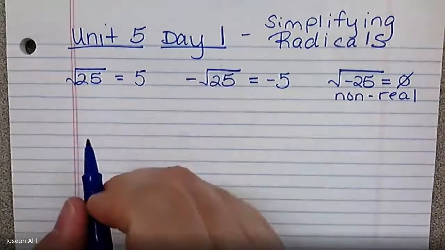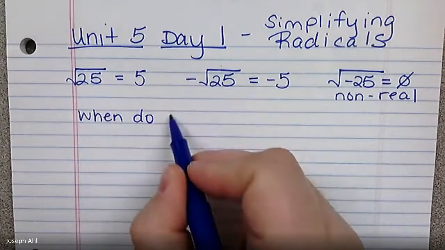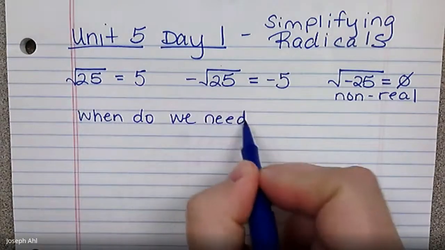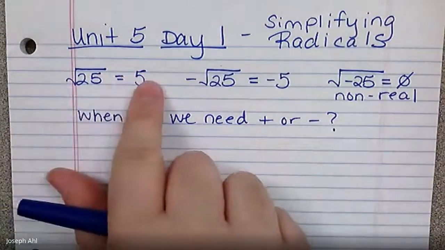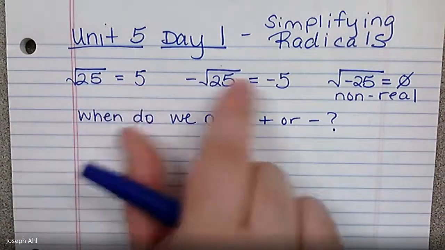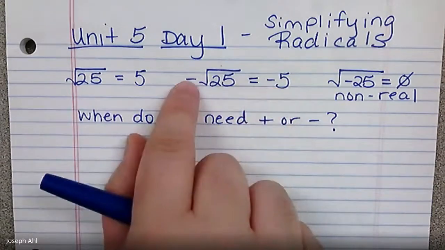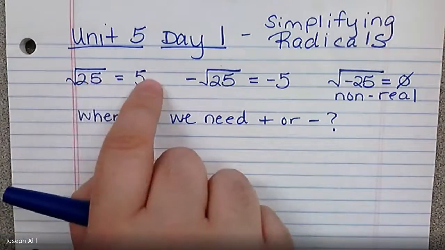So to go to a question that's come up a few times in our classes, when do we need the plus or minus? The square root of 25 is just 5. It's not plus or minus 5. And here we just got an answer of negative 5 because the negative is already out front for us, but we just have to be cautious that the square root of 25 is not plus or minus 5.